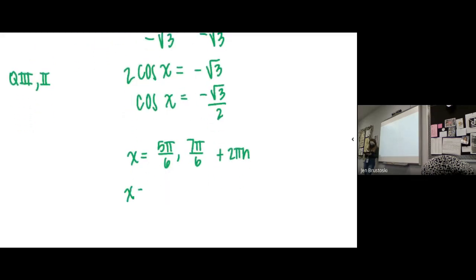We got x equals 5 pi over 6 plus 2 pi n and 7 pi over 6 plus 2 pi n. And the reason I rewrite it is that otherwise this looks like it's 5 pi over 6 and that's it, and then 7 pi over 6 plus 2 pi n. It looks like two separate things, so I like to write it like that because I think the comma makes it mean something different. Okay.